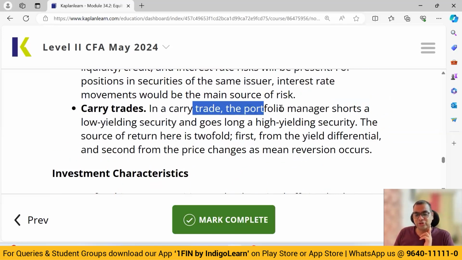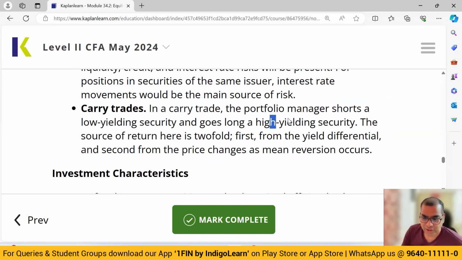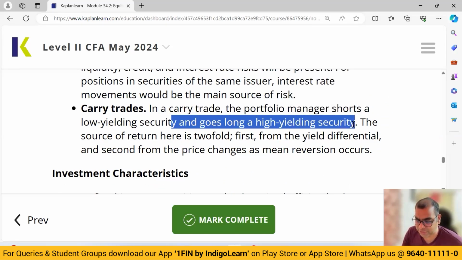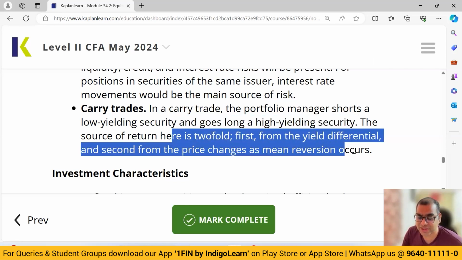Then carry trade. Do you remember cash and carry arbitrage? Covered interest arbitrage, carry trade. We use these words in forex as well as in derivatives and other places. So when interest rates are not reflecting the true prices, or the prices are not reflecting the true interest rates, then we'll go and play around with it. What you will do is, the portfolio shorts a low yielding security and goes long on a high yielding security. The source of return is yield differential and price change as reversion occurs.